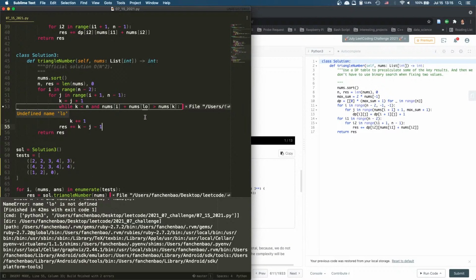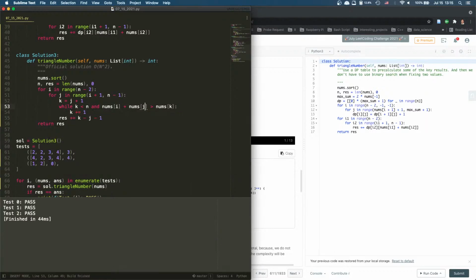Low is not defined. Where? This is j. Now to pass. Let's try it.